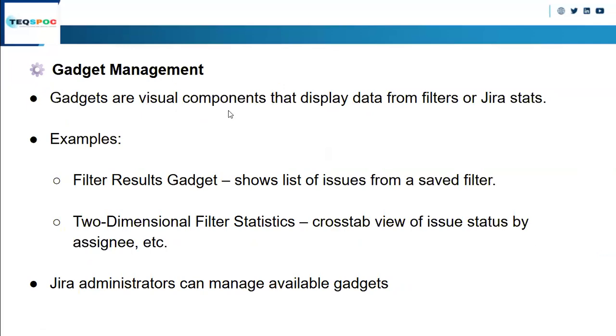Gadgets are visual components that display data from a filter or a Jira instance. For example, the filter results gadget shows the list of issues from a saved filter. Two-dimensional filter statistics shows a cross-table view of issue status by assignee. A Jira administrator can manage the available gadgets.